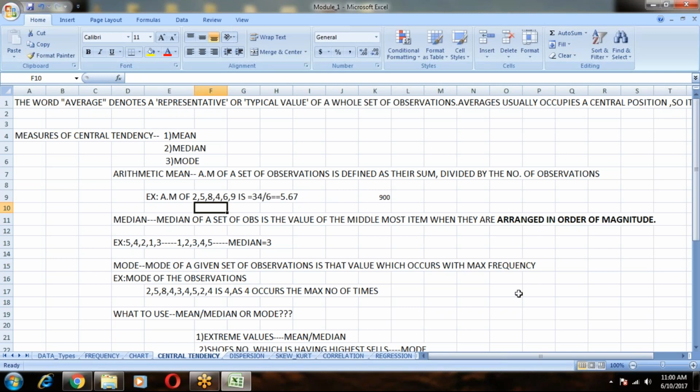So if we are getting a much higher value as our average, suppose we have got 100 as our average. For example, if we add this 900, let's say we have got 100 as our average. Now, we can see most of the values are 2, 5, 8, 4, 6. Okay, much below compared to our average, right?